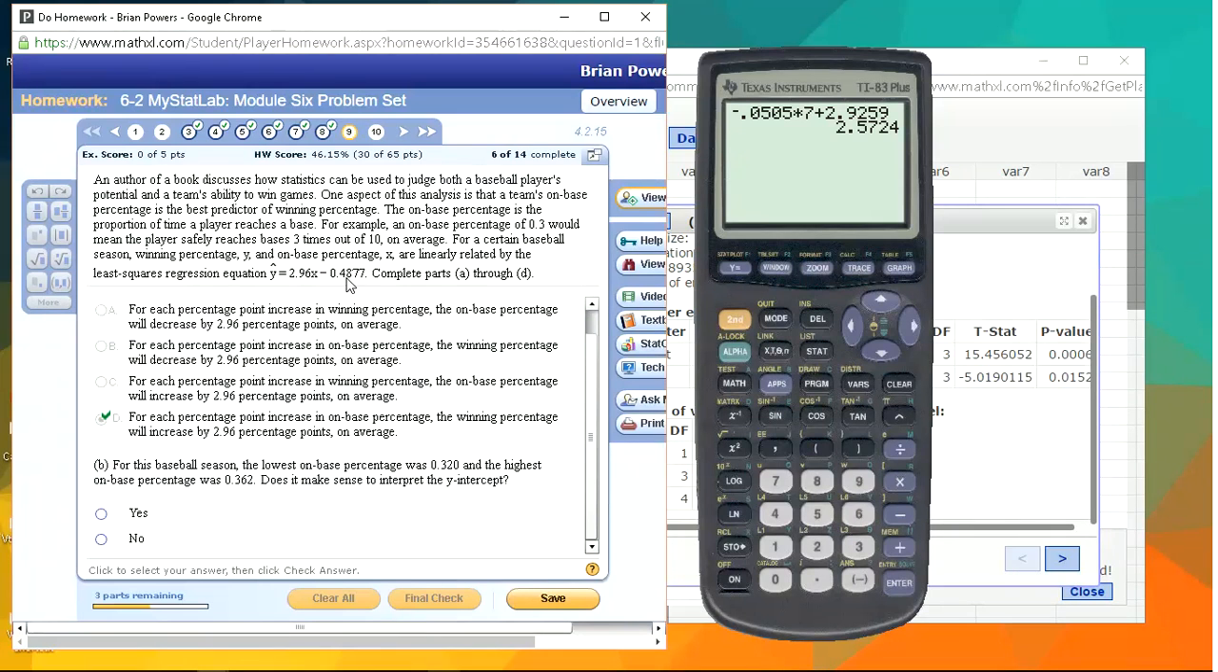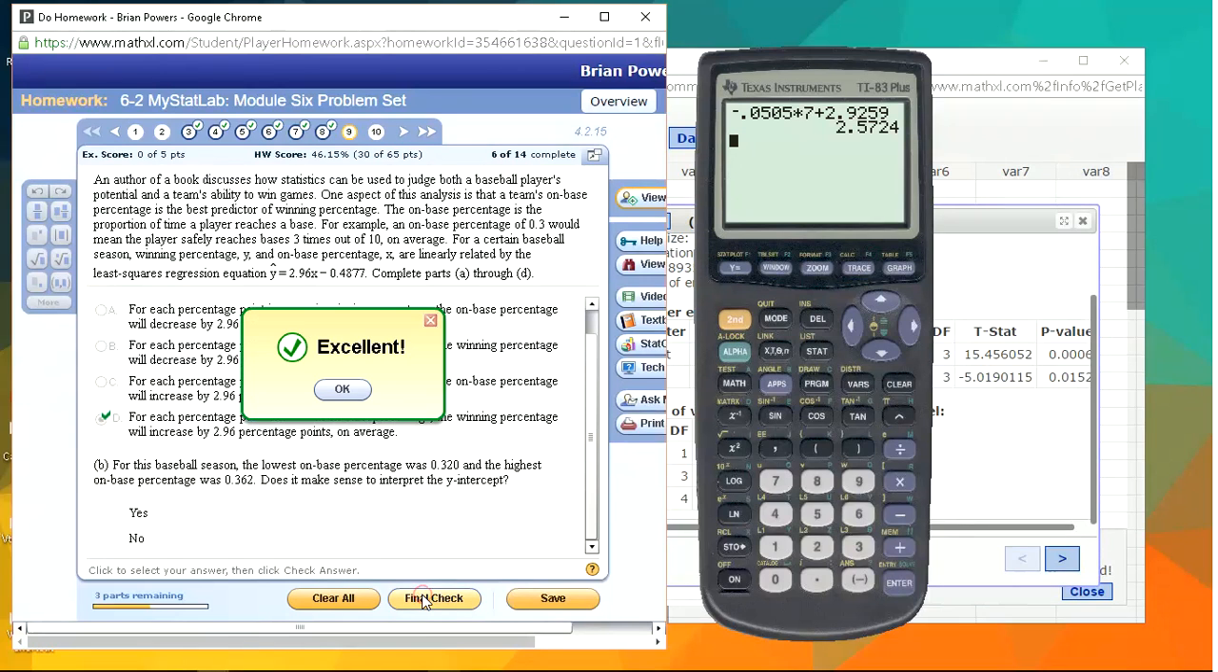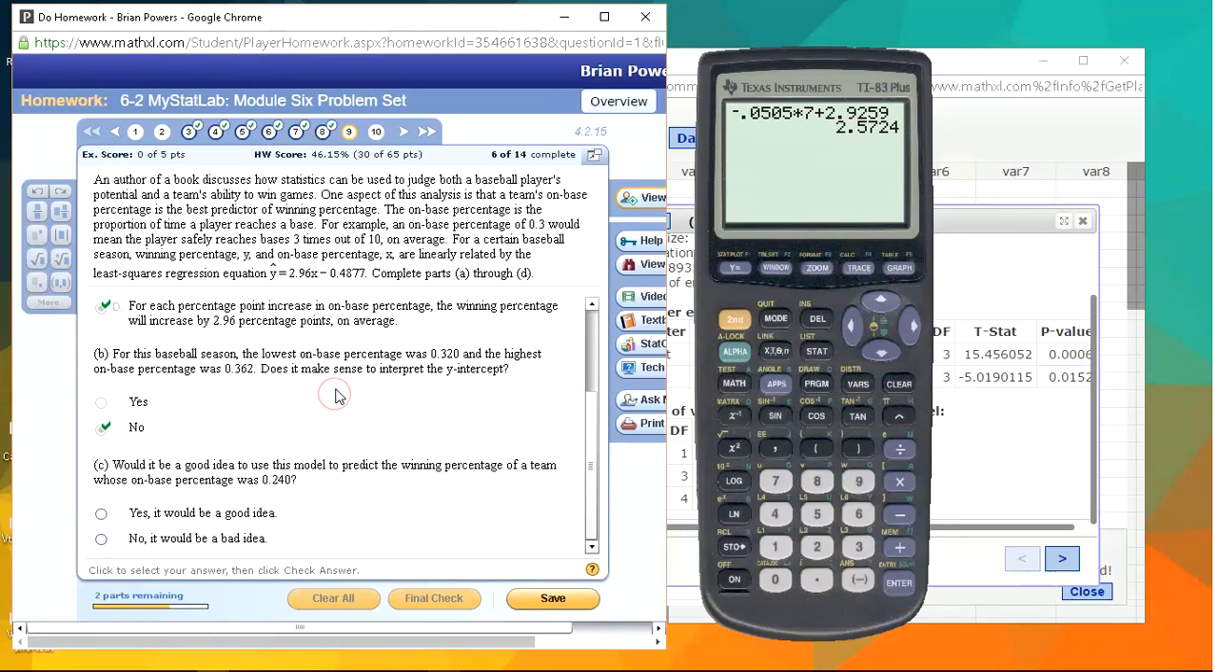So this negative 0.4877 for an intercept doesn't have any real interpretation. Whereas in the previous problem, it does make sense for a person to play 0 hours of video games. So it does not have a useful interpretation.